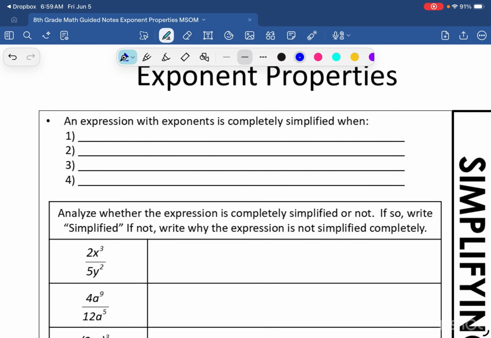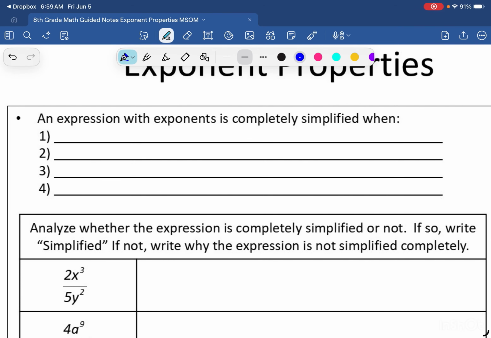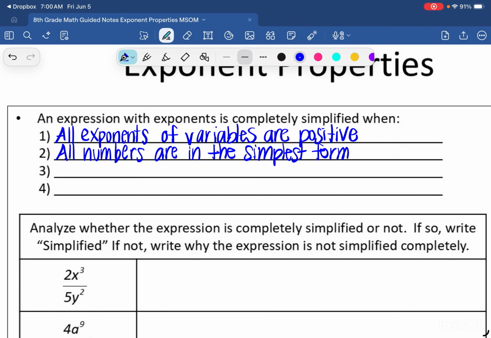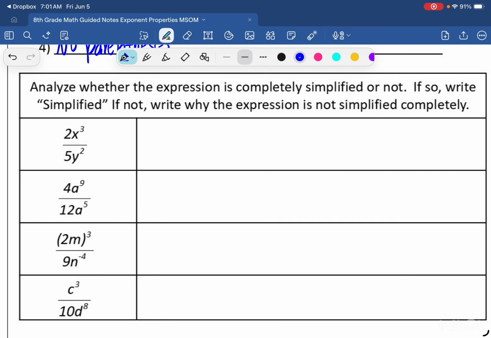Now we're just going to talk about simplifying exponents completely. An expression with exponents is completely simplified when, number 1, all exponents of variables are positive. Number 2, all numbers are in the simplest form. Number 3, all powers with like bases are combined. Number 4, no parentheses. Analyze whether the expression is completely simplified or not. If so, write simplified. If not, write why the expression is not simplified completely.